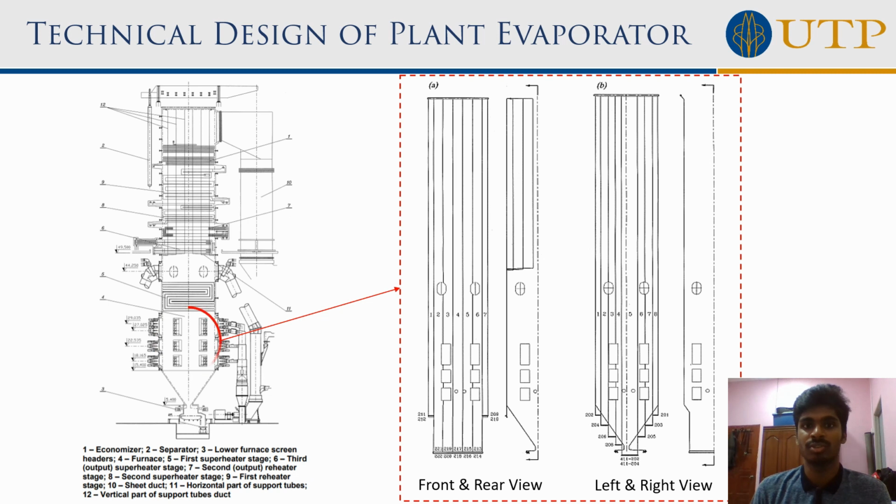And this slide shows the diagram of technical design of an evaporator that can normally be found in industry. So these are the views of the evaporator at different angles. A shows the front and rear view, and B shows the left and right view of the evaporator. That's all from me. Now I will pass the floor to Tashan to explain more on the evaporator system, and thank you.